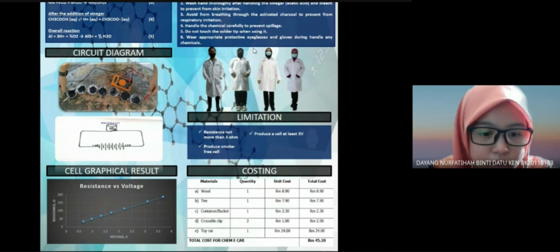Below the diagram is the graph we have obtained from the experiment we carried out. We connected the 7 cells in series and obtained 0.02 A of current. Then we calculated the resistance of each cell by using Ohm's law, V equals IR, and plotted the graph of resistance versus voltage. We obtained a straight line as V is directly proportional to R according to Ohm's law.